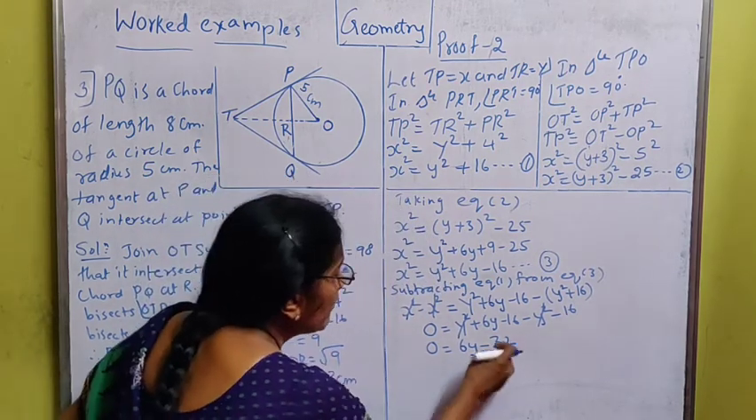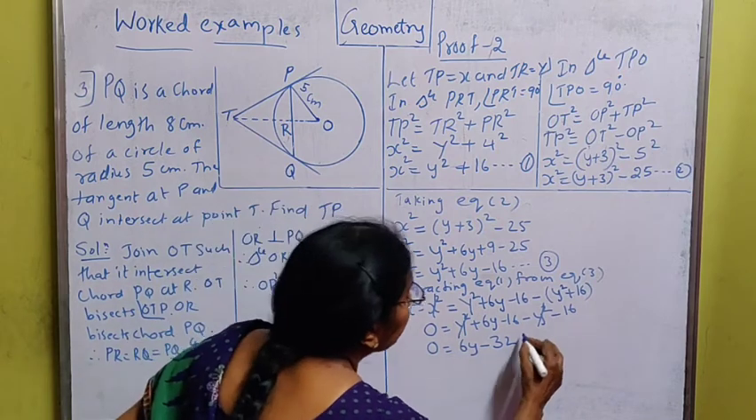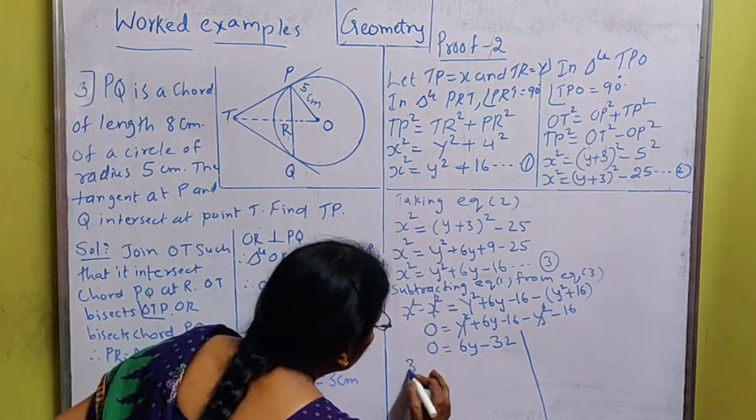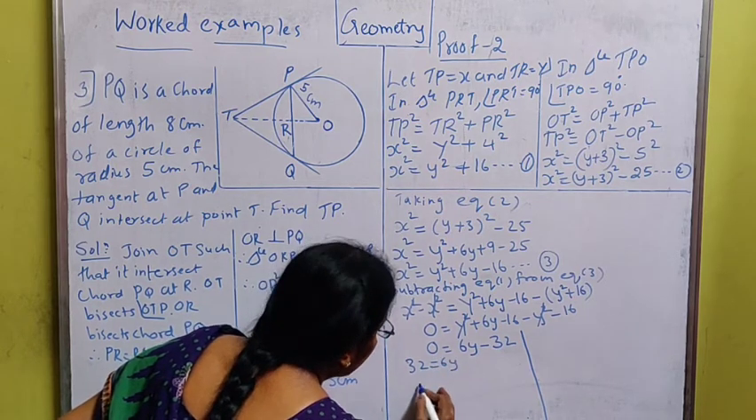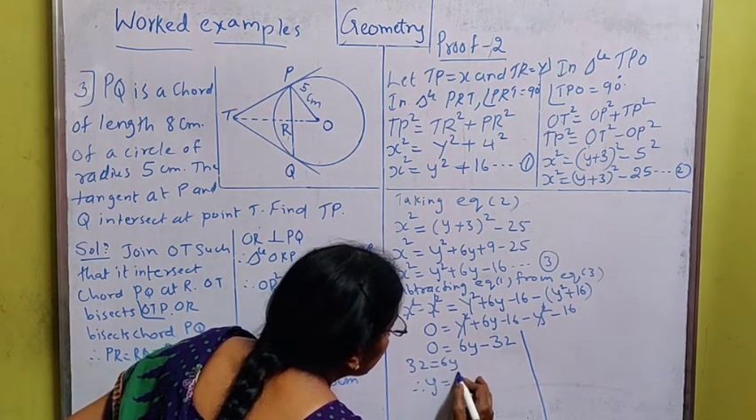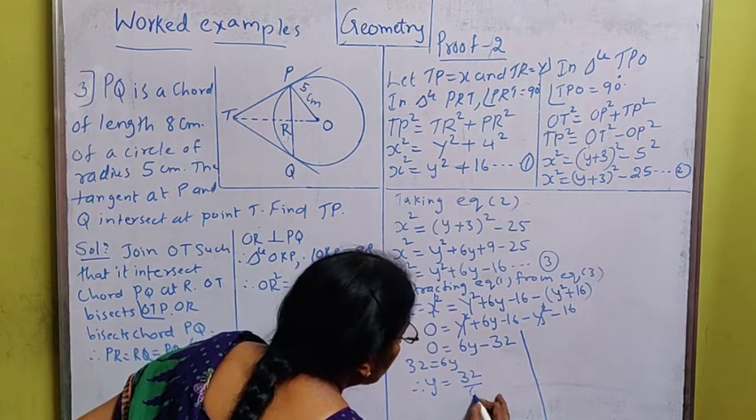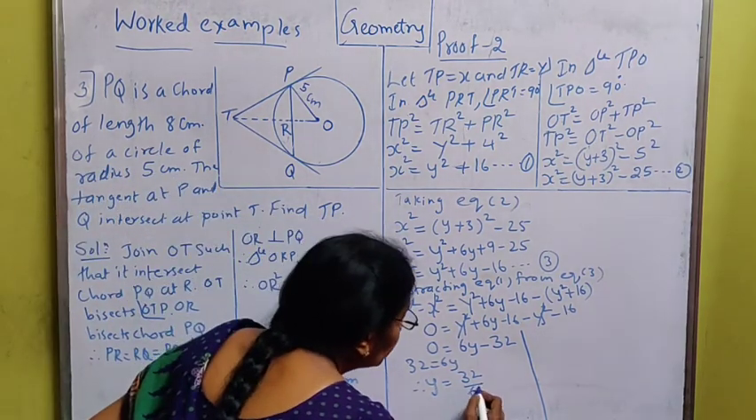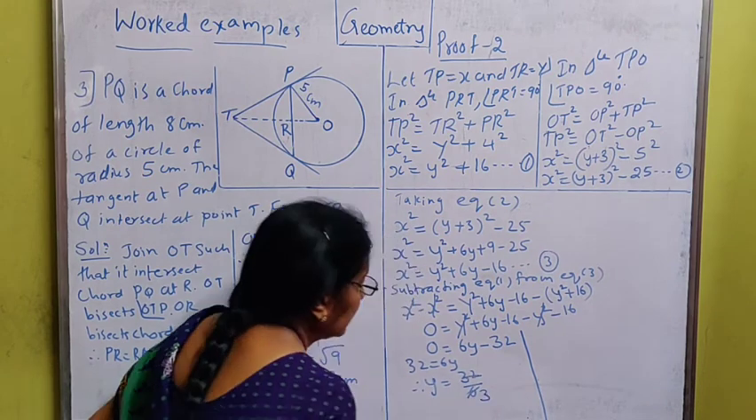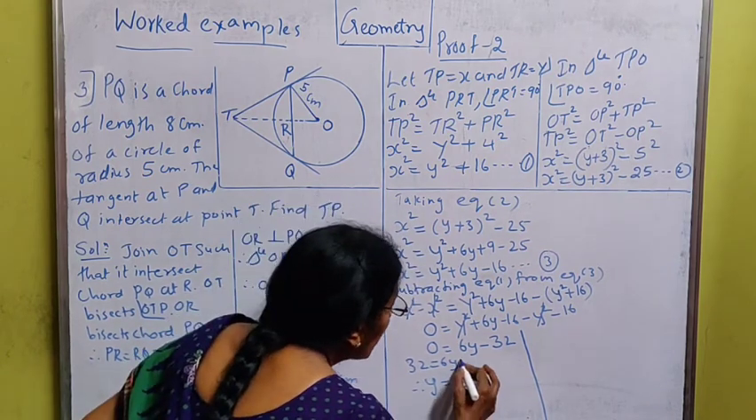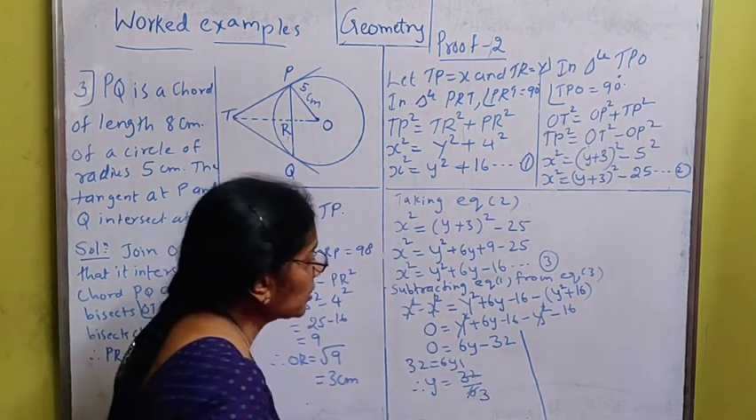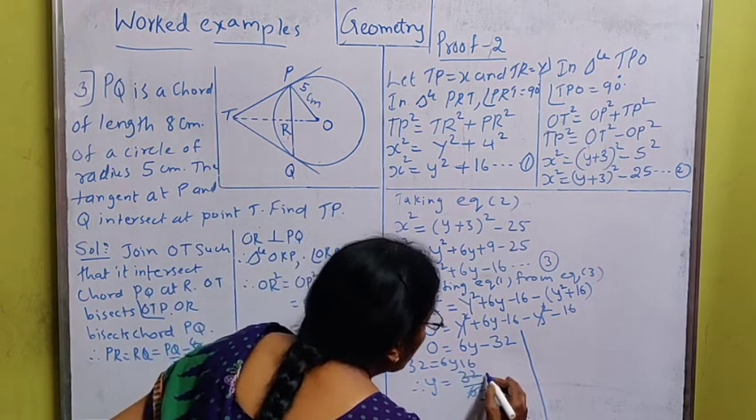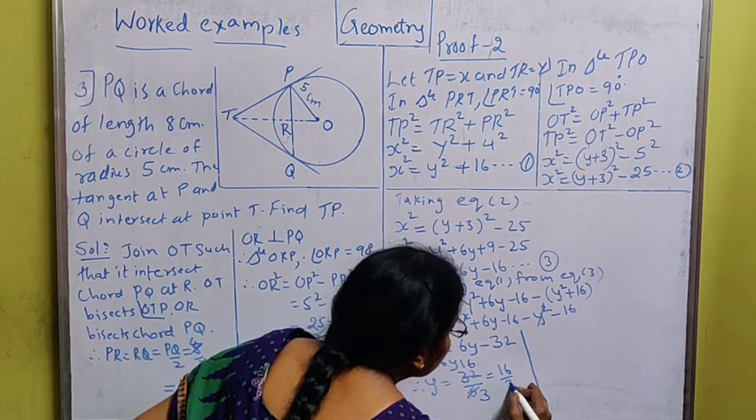I will bring minus 32 to this side. So 32 is equal to 6y, therefore y is equal to 32 by 6. 32 by 6, I can cancel: 2 3s are 6, then 2 1s are 2. So I got it as 16 by 3.